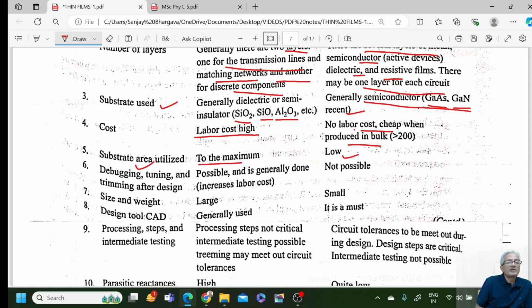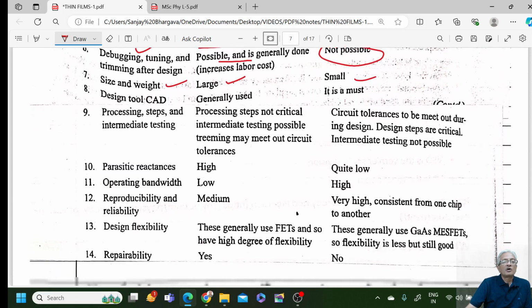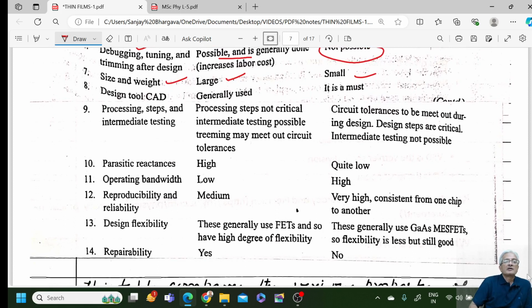Debugging, tuning and trimming after design possible, but in the case of MMICs, this is simply not possible. When it comes to the size and weight, in case of HMICs, the weight and size is large, while in case of MMICs, they both are small. The design tool for computer aided design we used, in the case of HMIC we generally use it, and in case of MMIC it's a necessity.